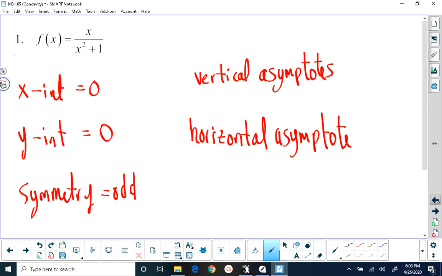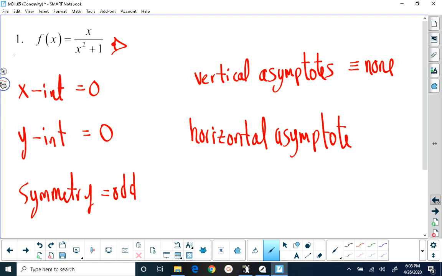There are no vertical asymptotes. The reason there are no vertical asymptotes is vertical asymptotes occur when the denominator of a rational function is equal to 0. So when I look at the denominator, it's not possible for x squared plus 1 to equal 0.